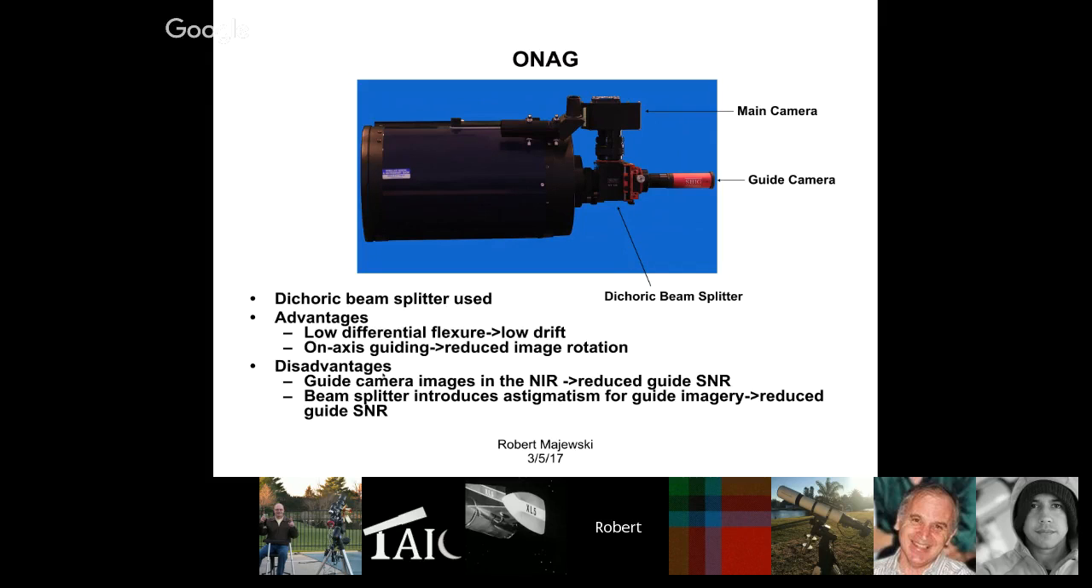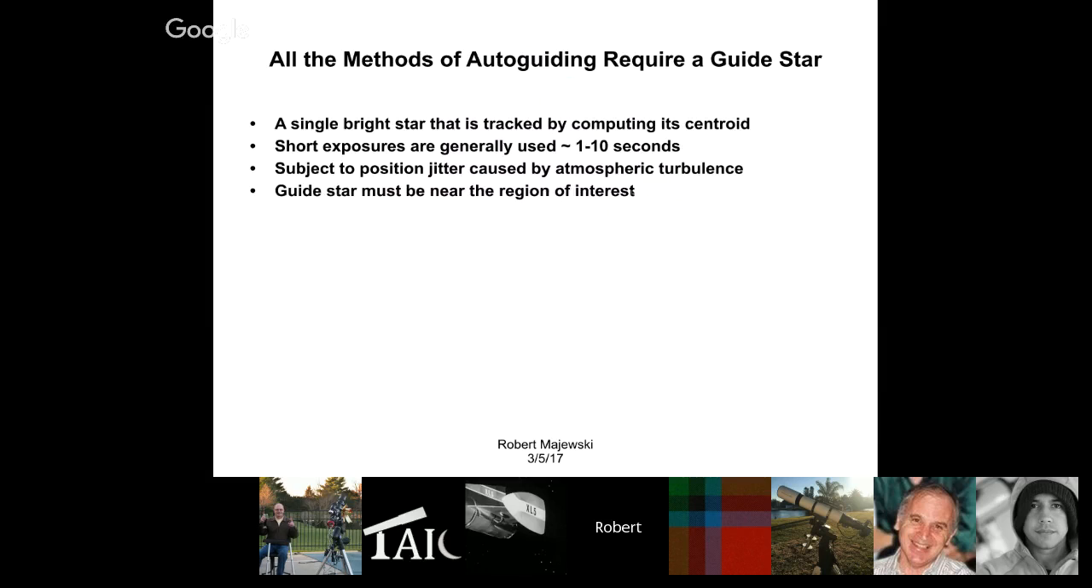But the disadvantages are that you only get a fraction of the photons because you're in the near infrared, and also because you're looking through the beam splitter, you're getting astigmatism in there. You get a reduced SNR. So I found it still difficult to find those guide stars. So all the 3 methods I talked about require this guide star, the one bright star that you centroid track on. And typically you use short exposures, like maybe 1 to 10 seconds.